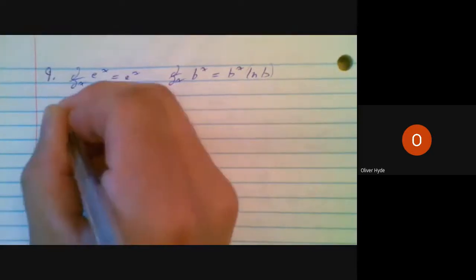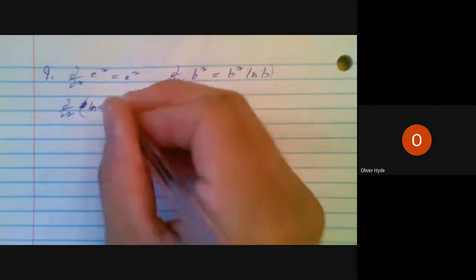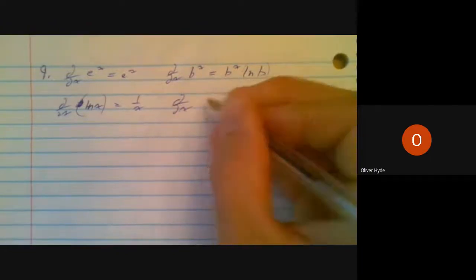The derivative with respect to x of the natural logarithm of x is the reciprocal of x. Same argument here. Please don't use this general rule to differentiate the natural logarithm of x, because we use this fact to prove this.